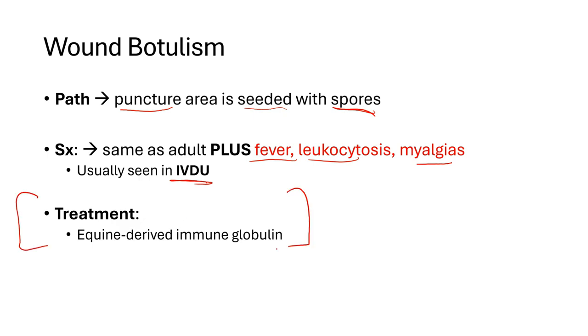The reason why I include this is because I do not want this to trip you up on your test day. If you see signs of botulism, or what may be botulism, with signs of infection as well, think wound botulism. Now, another type of acute flaccid paralysis is going to be something known as transverse myelitis.